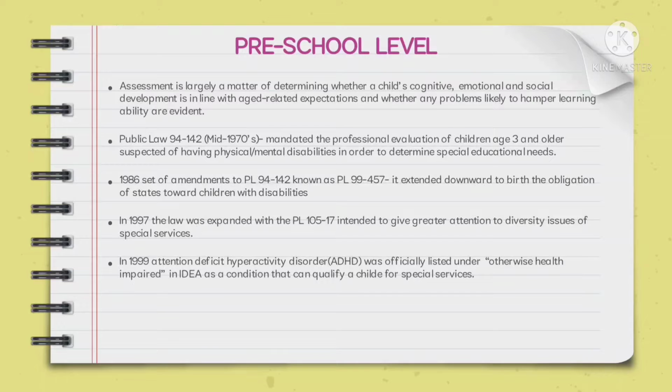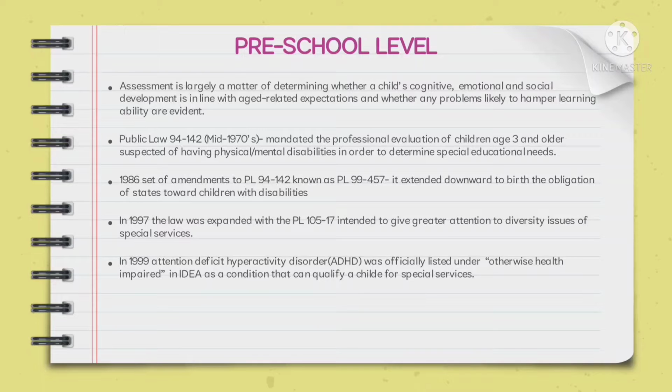So, in the mid-1970s, Congress enacted Public Law PL 94-142, which mandated the professional evaluation of children aged 3 and older suspected of having physical or mental disabilities in order to determine their special educational needs. The law also provided federal funds to help states meet those needs.